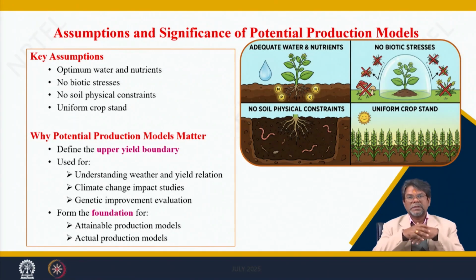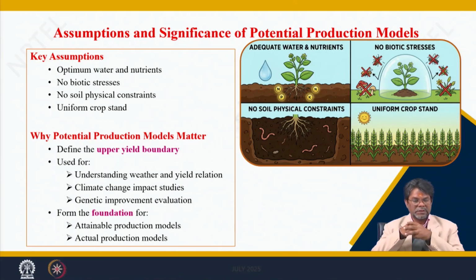And so, these are the assumptions, and we can see the significance for potential production models. When you go for potential production, this is with optimum water and nutrients. So, definitely you are not going to play with these inputs, because these modules are switched off.